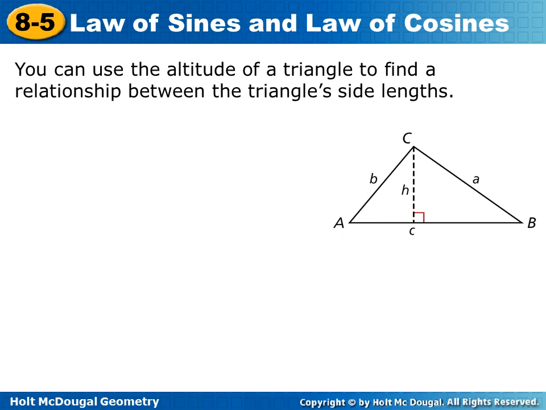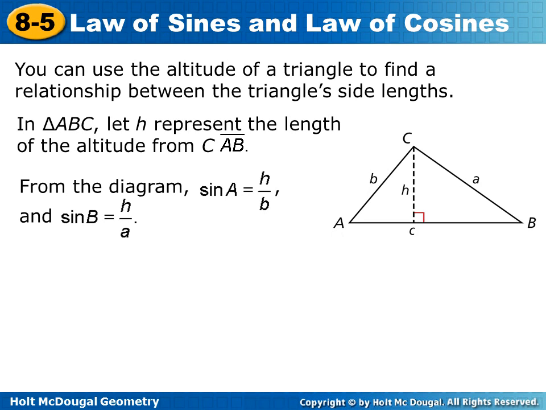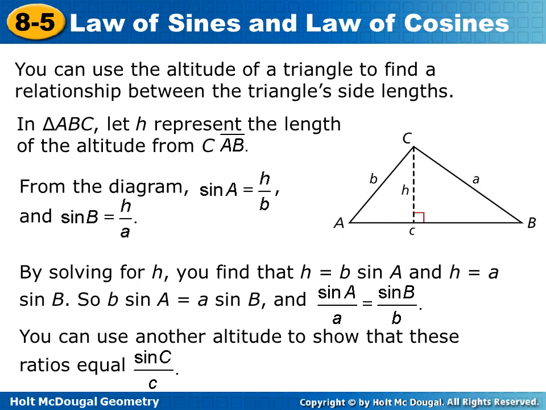You can use the altitude of a triangle to find a relationship between the triangle's side lengths. In triangle ABC, let h represent the length of the altitude from C to the line AB. From the diagram, sine of A is equal to h over b, and sine of B is equal to h over a. By solving for h, you find that h is equal to b sine A, and h is equal to a sine B. So b sine A equals a sine B, and sine of A over a equals sine of B over b. This is the law of sines.